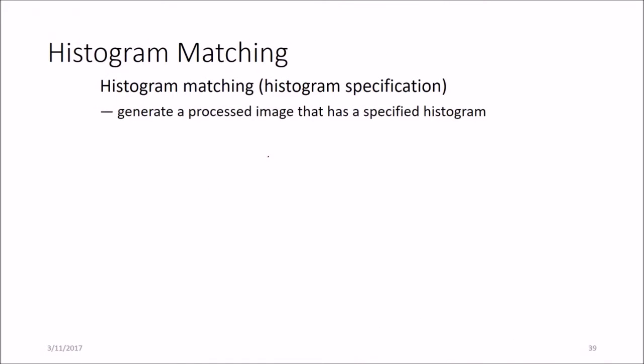Now we have talked about various aspects like histogram equalization, etc. So we're discussing the histogram. Let us see the histogram matching. Histogram matching, also known as histogram specification, generates a processed image that has a specified histogram.